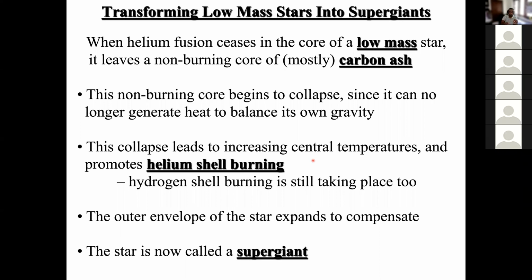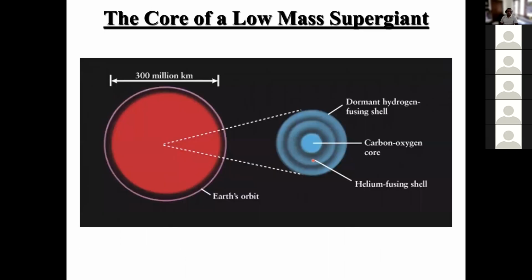Now, at this particular level, this outer envelope will start to expand to compensate for this. So while gravity collapses the star in the central region, the helium shell will start to burn, and as a result, the outer envelope of the star will expand. As a result of that, we will have a different phase for these stars, which we call supergiants, right? And this is how a supergiant looks, right?